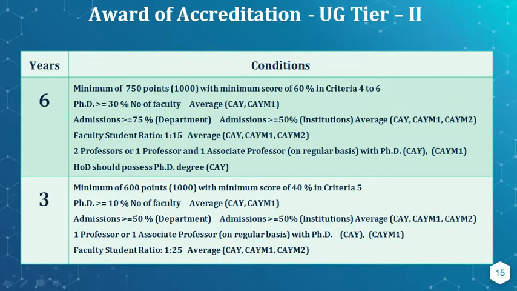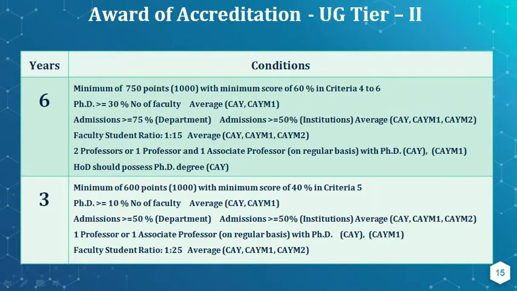For getting 6 years of accreditation, a minimum of 750 points should be there out of 1000 marks, and we have to score a minimum of 60% from criteria 4, 5 and 6. You have to get 60%. And for PhD the same thing, greater than or equal to 30% of total faculty. Admission here we have greater than or equal to 75% for the department, and there is a reduction for the institution. We only require greater than or equal to 50% for the institution. Again the year and everything remains the same.